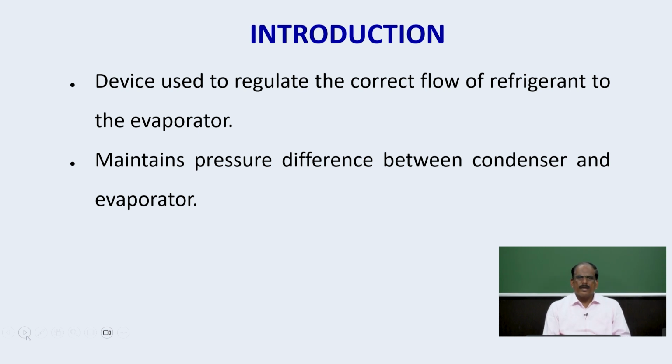Primarily the function of expansion device is, point number 1, it regulates the flow of refrigerant from the condenser to the evaporator and also the amount of refrigerant circulated in the cycle. And second, it maintains the pressure difference between the high pressure side and the low pressure side. The high pressure side is the condenser and the low pressure side is the evaporator. So it's a device used to regulate the correct flow of refrigerant to the evaporator, because that will decide the quantity of refrigerant that has been drawn by the compressor. And the second function is maintaining the pressure difference between the condenser and the evaporator.